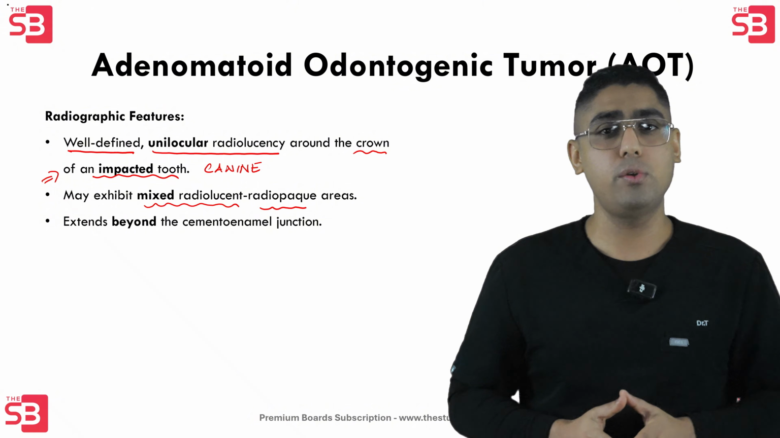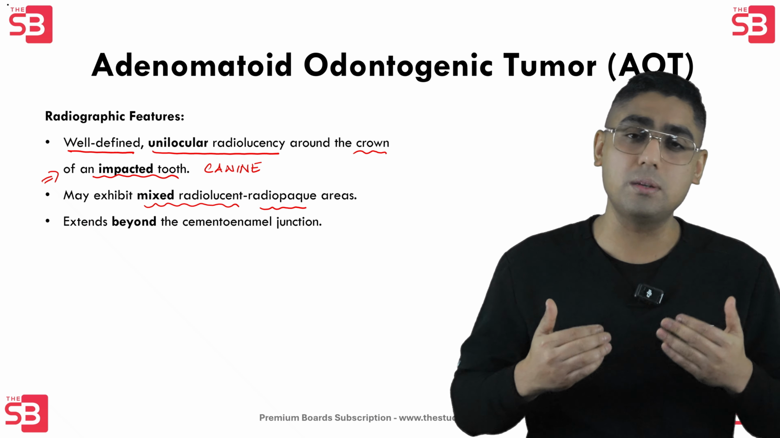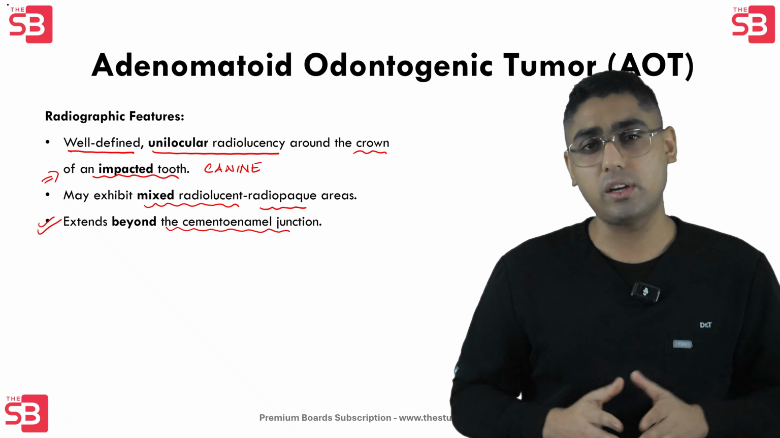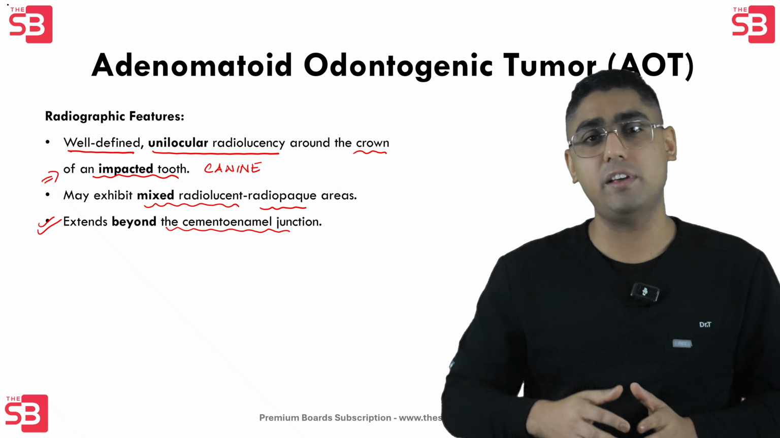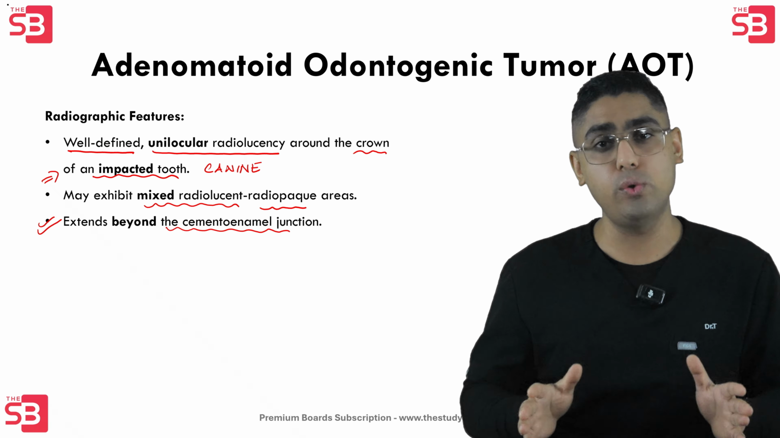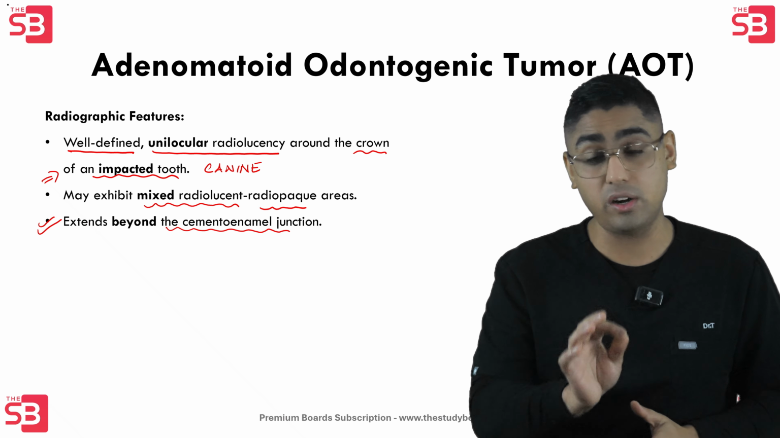Another important radiographic clue here is that the radiolucency frequently extends beyond the cemento-enamel junction, so the lesion surrounds not only the crown but also partially envelops the root. And this extension beyond the CEJ helps differentiate AOT from a simple dentigerous cyst, which usually only surrounds the crown component.